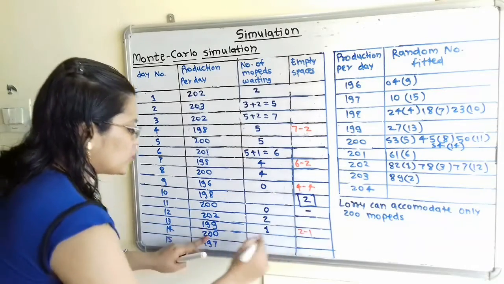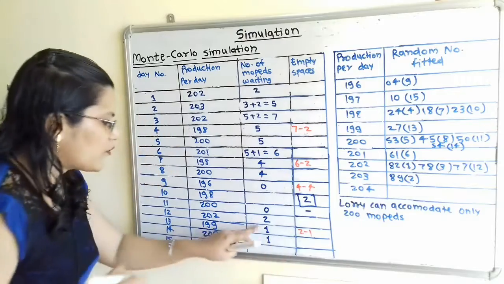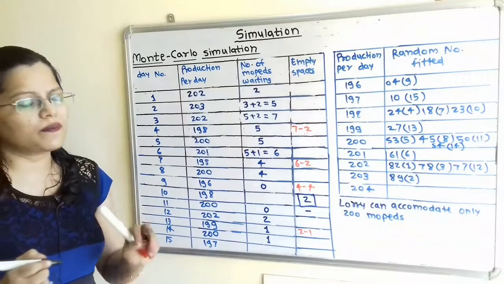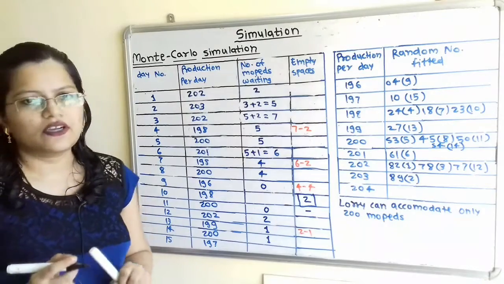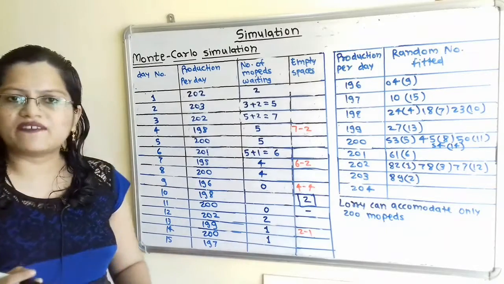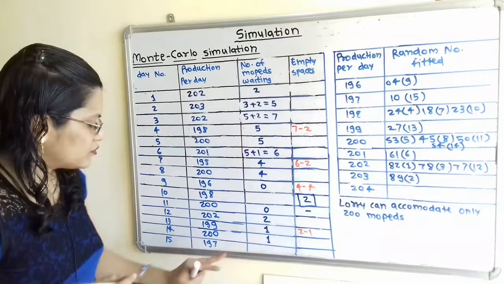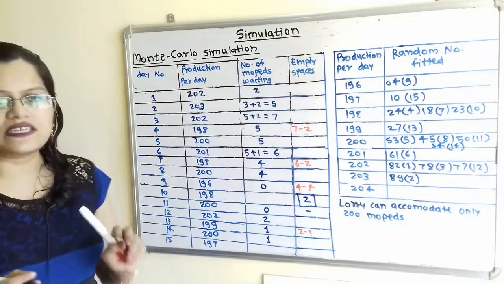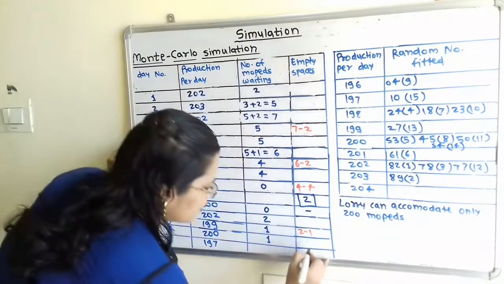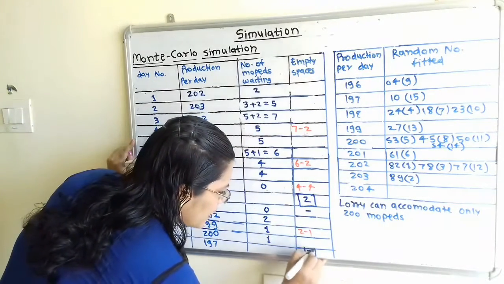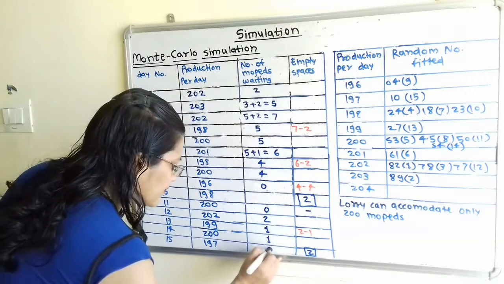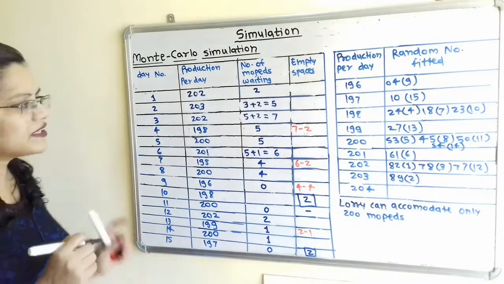Capacity is also 200, so the remaining 1 moped is waiting, and here is 197. So here 3 empty spaces are there. Out of these 3 empty spaces, 1 space is filled for the previous waiting moped. So at the end of the 15th day there are only 2 empty spaces. I will write here 2 in the square bracket because we have to refer to this as the empty space. And there is no moped waiting at the end of the 15th day.